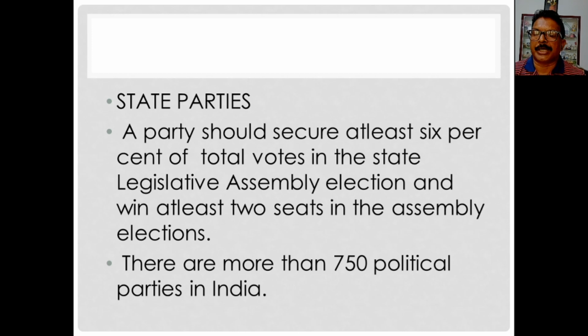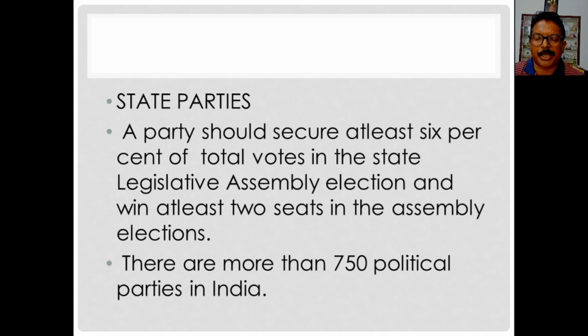Now let us come to state parties. A party should secure at least 6% of the total votes in the state legislative assembly election. Either they should get 6% of the total votes in the state legislative assembly elections, and win at least 2 seats in the legislative assembly election. They should get a minimum of 2 seats in the assembly elections.